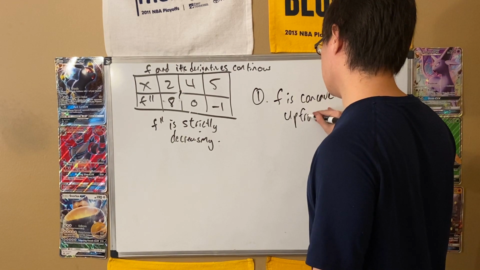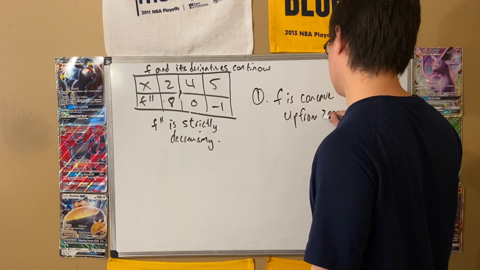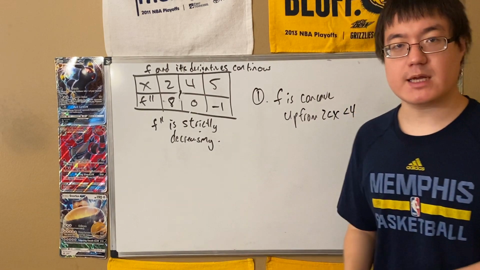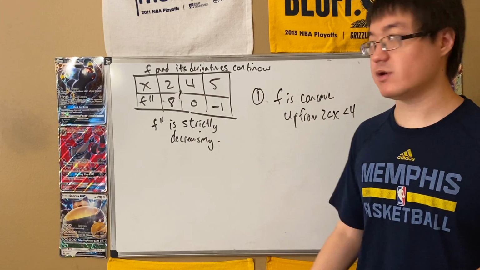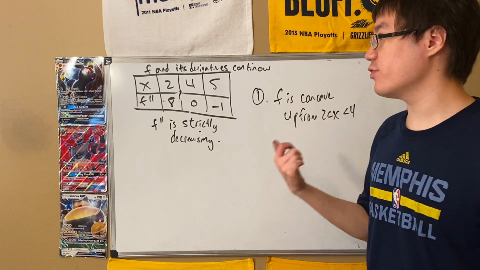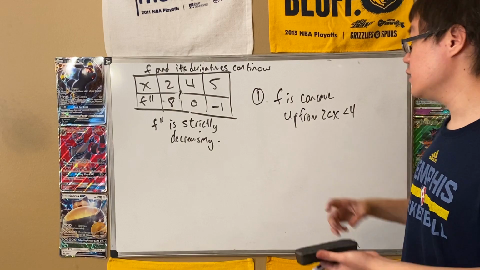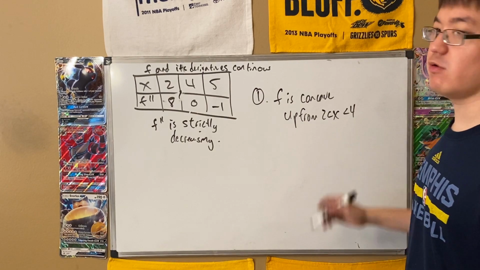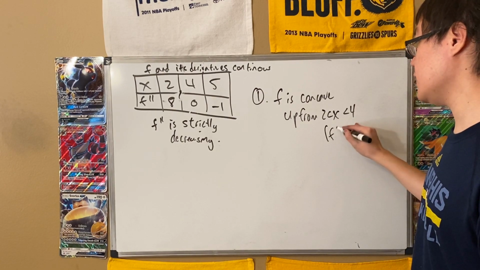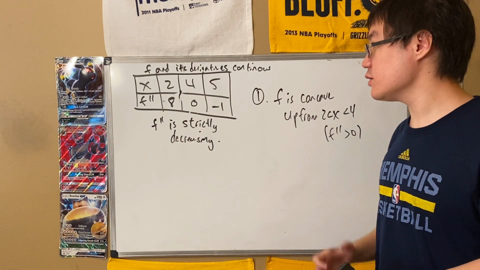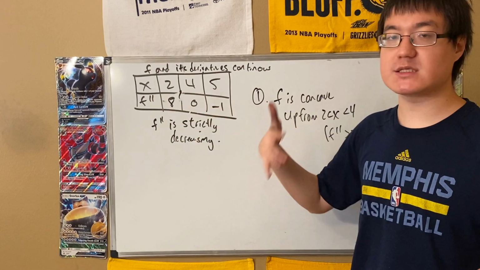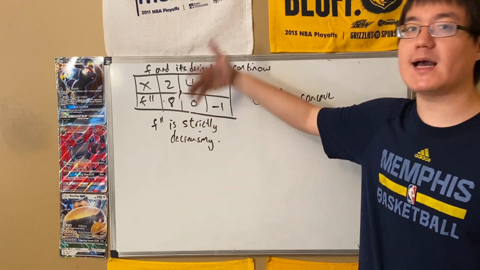up from x between 2 and 4. While in the previous answer, this was not going to be a potential answer choice because we don't know the values in between. For example, f double prime of 3 could have been negative, so that breaks this rule because the rule for f is concave up is f double prime is positive. We know that because f double prime is strictly decreasing, it cannot be negative because if there was a negative value, you can't go back up to 0.